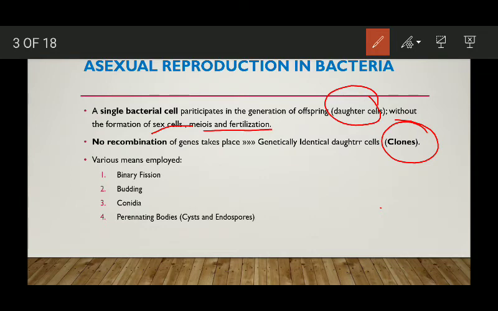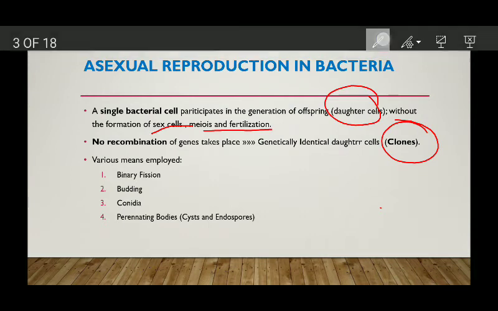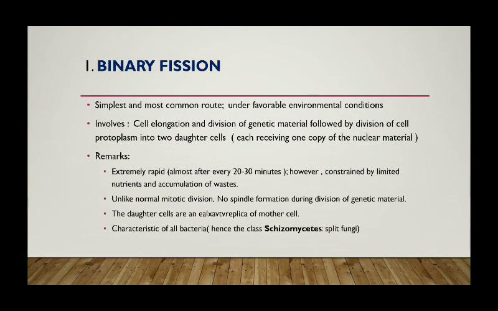Asexual reproduction in bacteria is done by various methods, or you can say asexual reproduction employs a number of methods. The very first one is binary fission, then we have budding, then conidia formation, then perennating buds, which include cysts and endospores. So first of all, we will discuss binary fission.